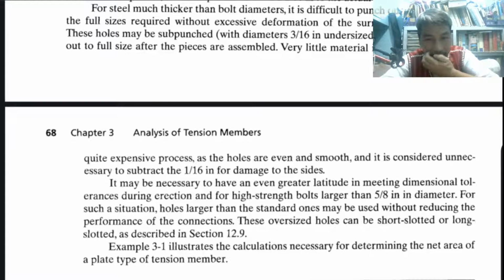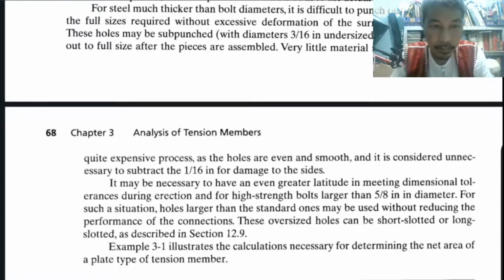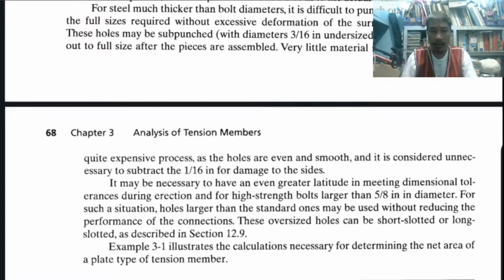Unnecessary. We will not add 1.6 mm. We will not add 1.6 if the thickness of the plate or the material is larger than the diameter. Ignore that. It may be necessary to have even greater latitude in meeting dimensional tolerances during erection, and for high-strength bolts larger than 5/8 inch in diameter.